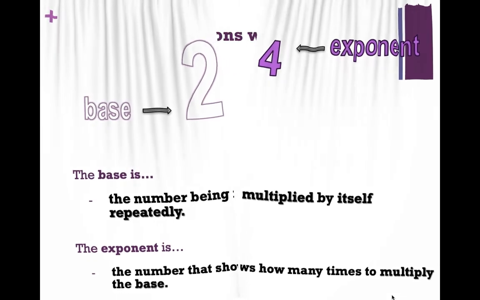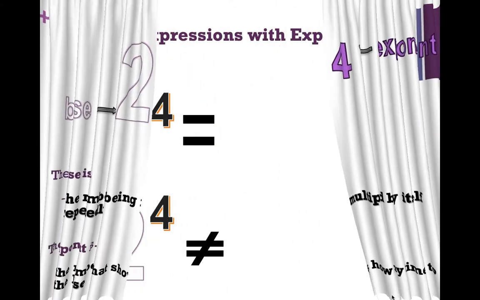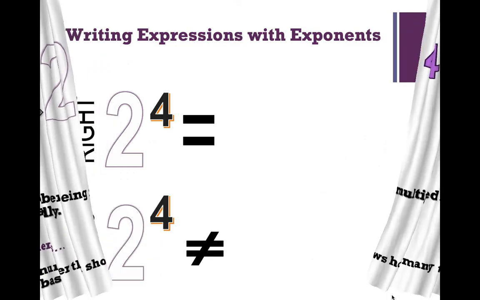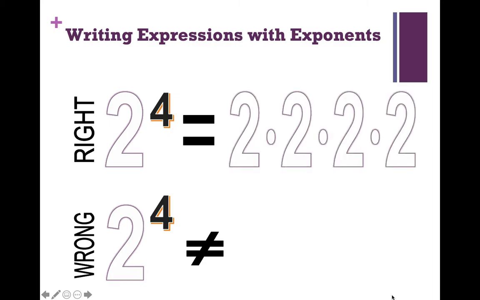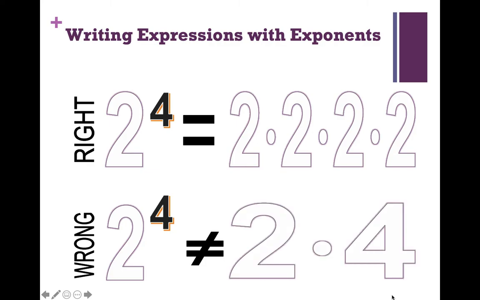So for this example, you can see that there's a correct and an incorrect way to do this. I like to show the incorrect way because it is a common mistake. So the correct way to evaluate 2 to the 4th power is 2 times 2 times 2 times 2. The incorrect way, and often commonly used mistake, is 2 times 4. That is not correct for evaluating exponents.